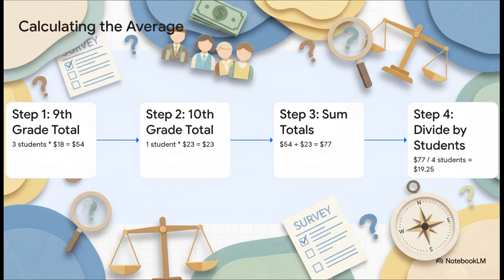Easy enough? Step 3, we add those 2 totals together. So 54 plus 23 gives us $77. And for the final step, we divide that total amount, $77, by the total number of students who chose fruit, which was 4 students in total. 77 divided by 4, and there it is, $19.25. Definitely make sure you're comfortable doing a calculation just like that.